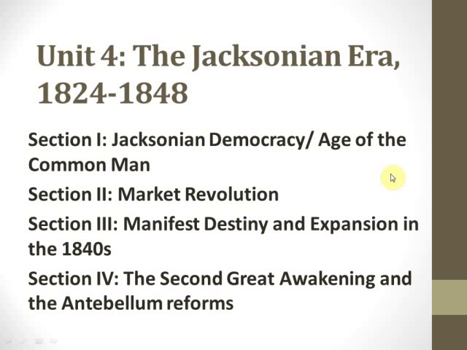Unit 4 today, we're going to be covering the Jacksonian Era and the four key sections of the Jacksonian Era. First, we're going to talk about the age of the common man, then the market revolution, then manifest destiny, and then the second great awakening. So we're going to cover all four sections today in as quick amount of time as possible.